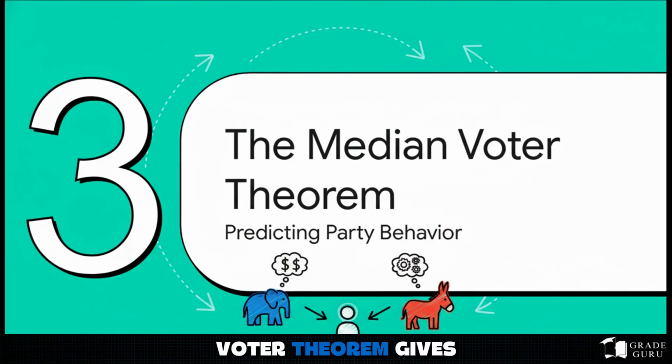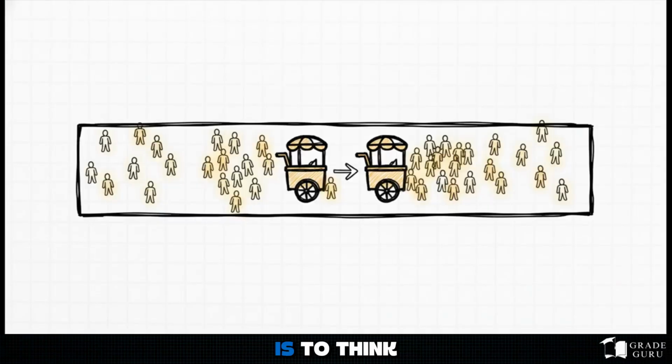Well, the median voter theorem gives us a really powerful answer. The best way to get your head around this is to think about 2 ice cream sellers on a long beach. To get the most customers, they're not going to stay on opposite ends, are they? No, they're both going to inch their way toward the middle. In politics, the voters are the customers, and the beach is the political spectrum.